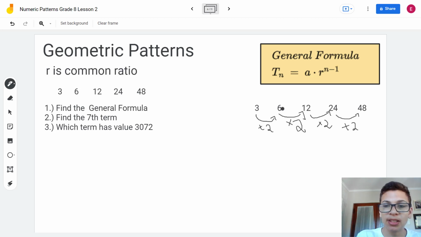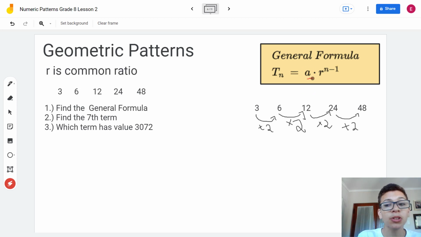Now, as you can see in this pattern, we want to find the general formula here. So Tn equals a times r to the power of n minus 1. Again, n is the term we want to find, like the 10th term or something. a is the same as in the arithmetic pattern. a is the first term. r is the common ratio, which I just explained.